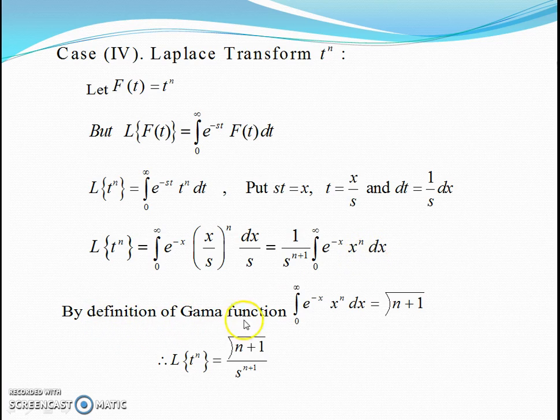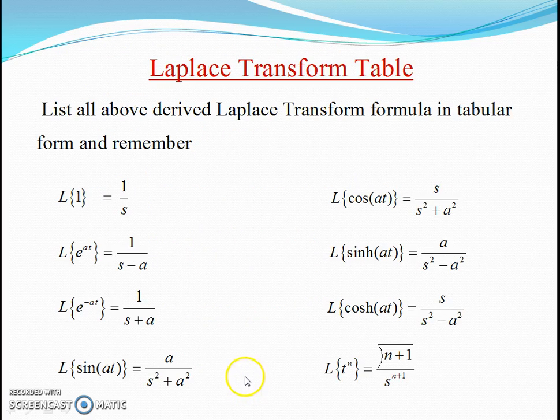But by definition of the gamma function, the integration from 0 to infinity of e to the power minus x into x raised to n dx is equal to gamma of n plus 1. Therefore, the Laplace transform of t raised to n is equal to gamma of n plus 1 upon s raised to n plus 1.